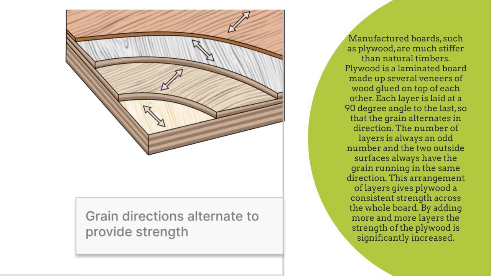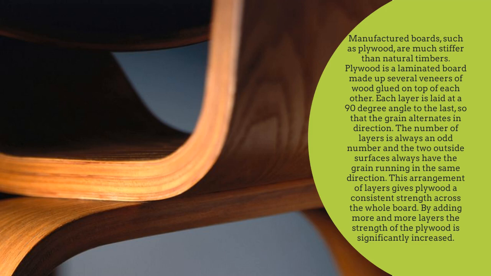The number of layers is always an odd number, and the two outside surfaces always have the same grain running in the same direction. This arrangement of layers gives plywood a consistent strength across the whole board. By adding more and more layers, the strength of the plywood is significantly increased.